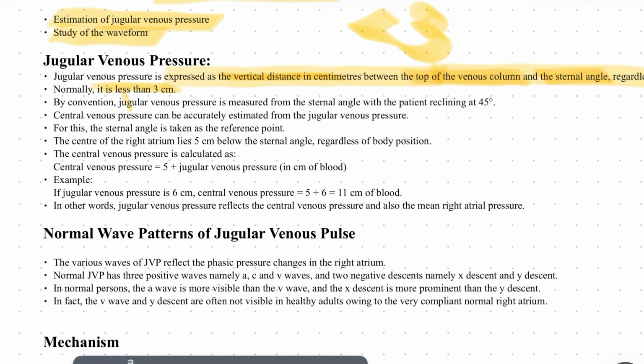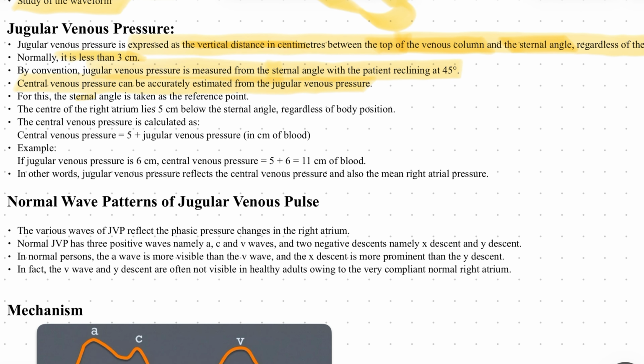By convention, jugular venous pressure is measured from the sternal angle with the patient reclining at 45 degrees. For our better convenience, we are taking the patient at a 45 degree angle. Central venous pressure can be accurately estimated from jugular venous pressure. This is very important because measuring this gives an accurate value of the central venous pressure. For this, the sternal angle is taken as the reference point. The center of the right atrium lies 5 cm below the sternal angle regardless of body position.